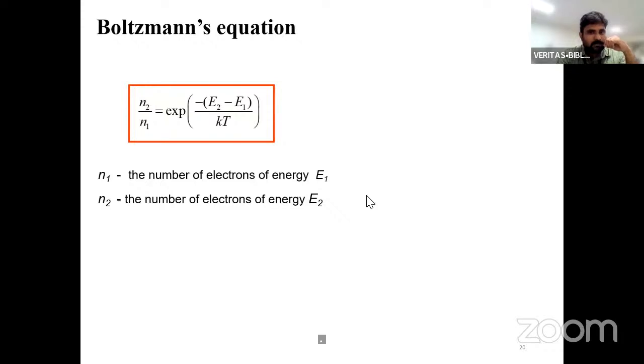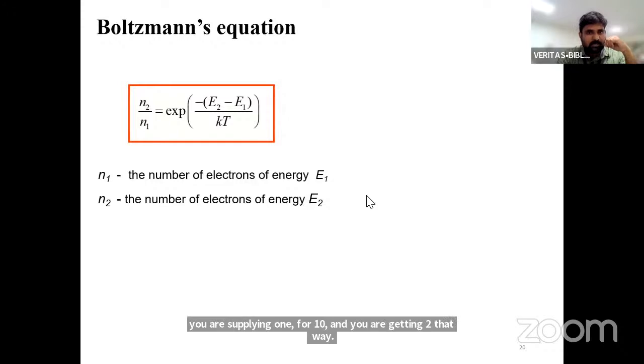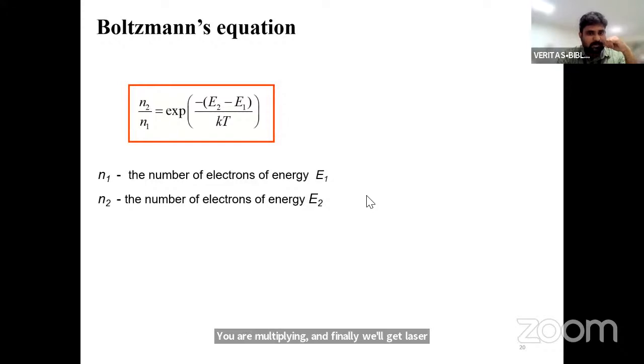Then question number 10. Two photons will be released in which process? I'm surprised to see that only one person wrote it correctly. It is stimulated emission. That is the heart of the production of the laser. You are supplying one photon and you are getting two. That way you are multiplying, and finally you will get laser light. So that is stimulated emission.